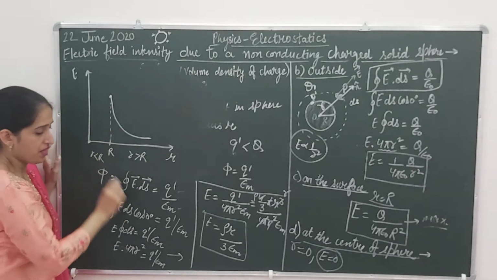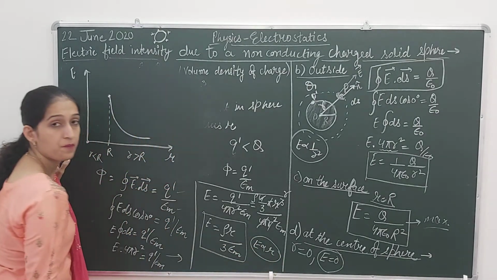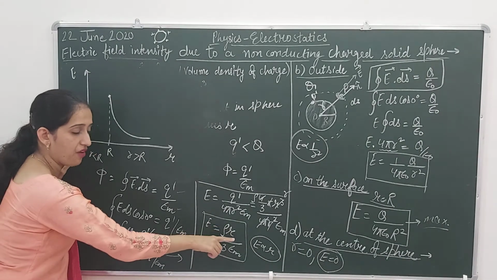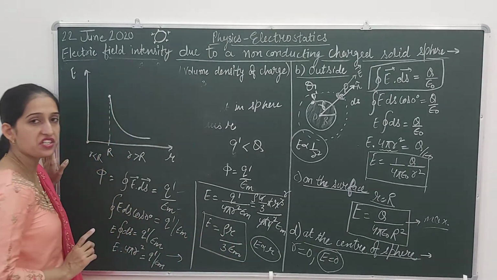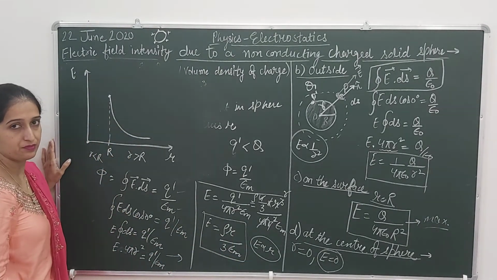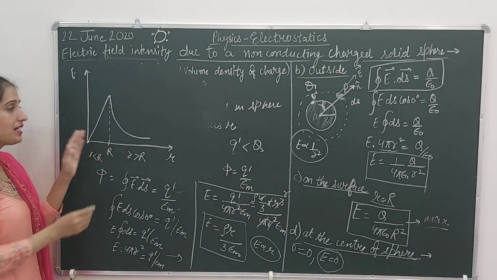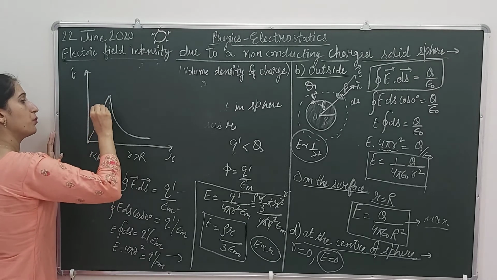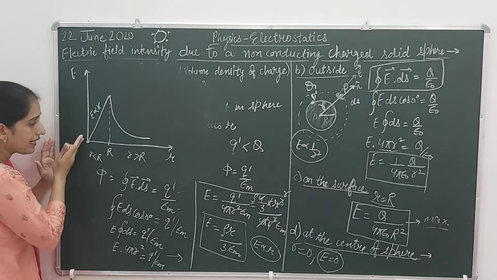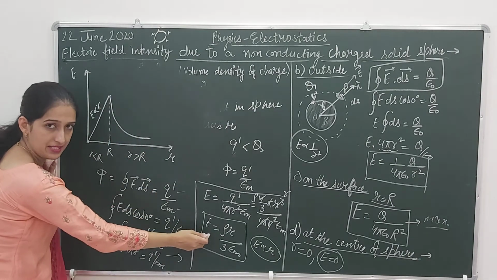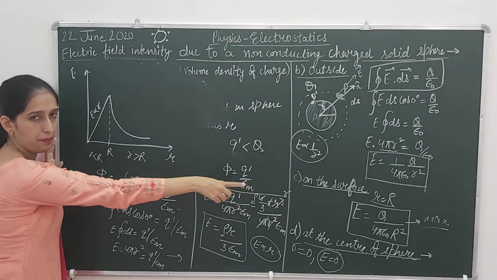Now for inside, from this formula it is clear that E is directly proportional to r. Means E will increase if r increases, and E will decrease if r decreases. They are directly proportional to each other, so they will follow the straight line equation. It will be a straight line. Inside the sphere E is directly proportional to r. As r increases from 0 to capital R, electric field intensity will increase using this relation. At the surface, when r equals capital R, its value is maximum.